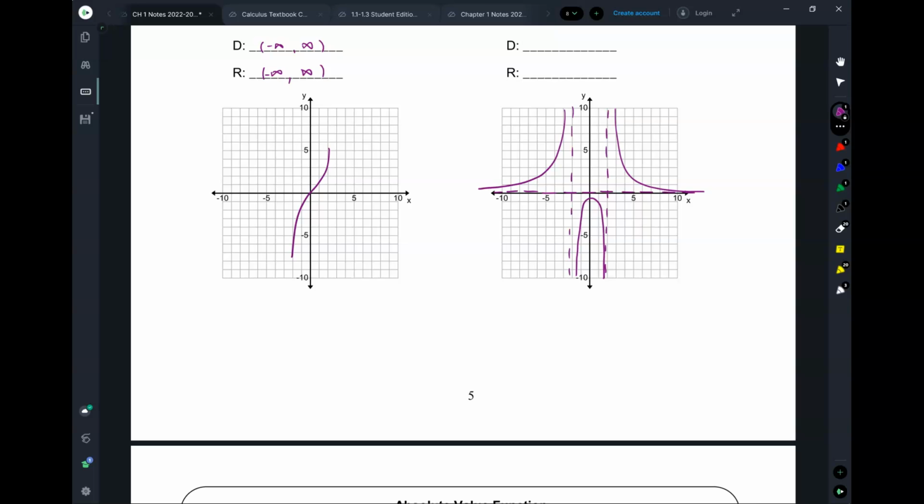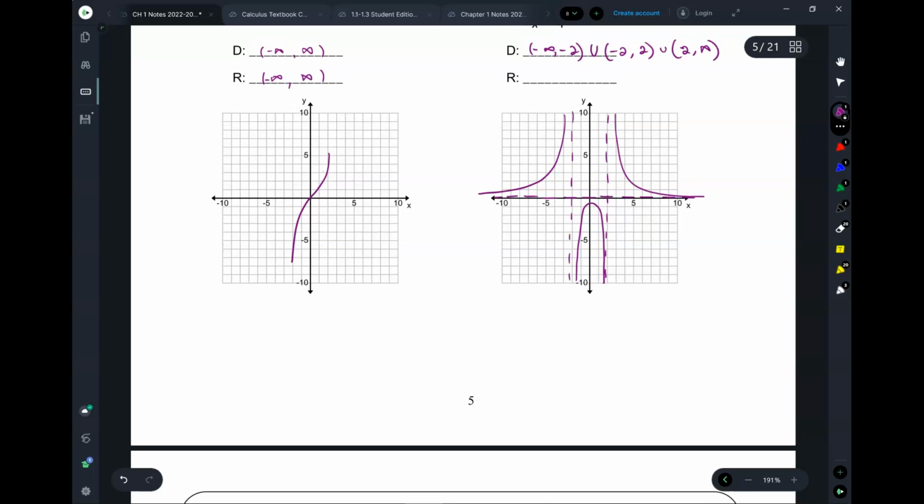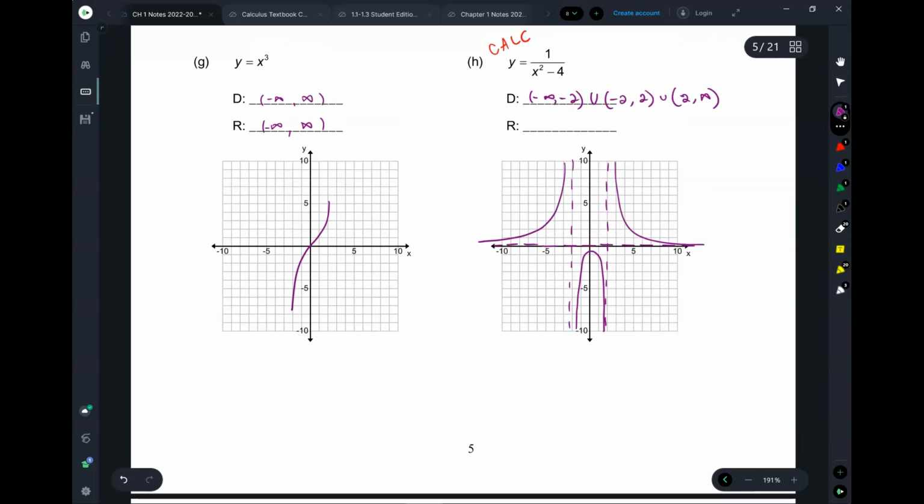Negative infinity to negative 2, comma, negative 2... no, not comma, to... you. I mean you, my bad. And then 2 to infinity. That's where it is. But the negative 2 isn't a bracket, right? No, it's a parentheses. Yeah. Okay. Next.